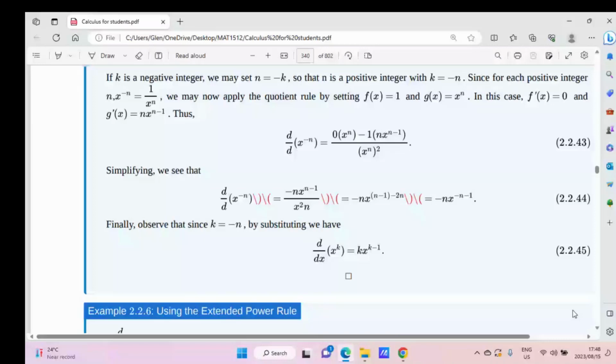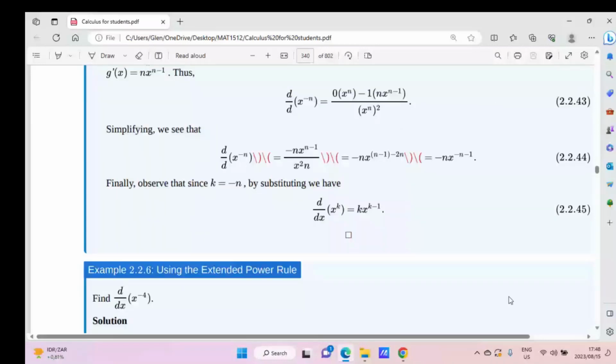Please find the derivative of x to the power minus 4 with respect to x. Alternatively, differentiate x to the power minus 4 with respect to x.